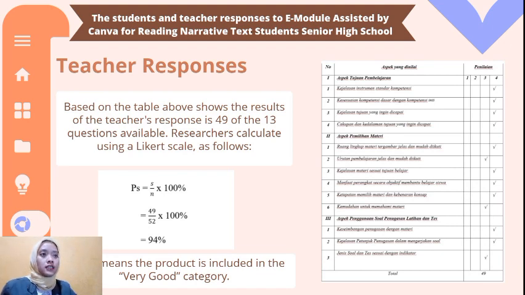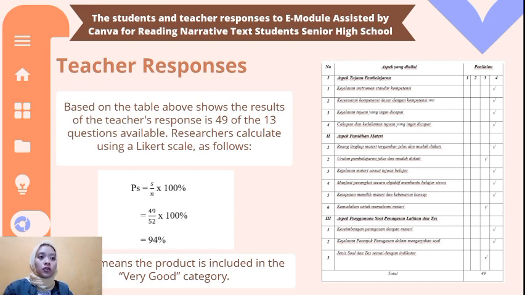And the next is the result from the teacher responses. There are some aspects scored by the teacher, and the table shows that the teacher's response score is 49 out of the 13 questions available.